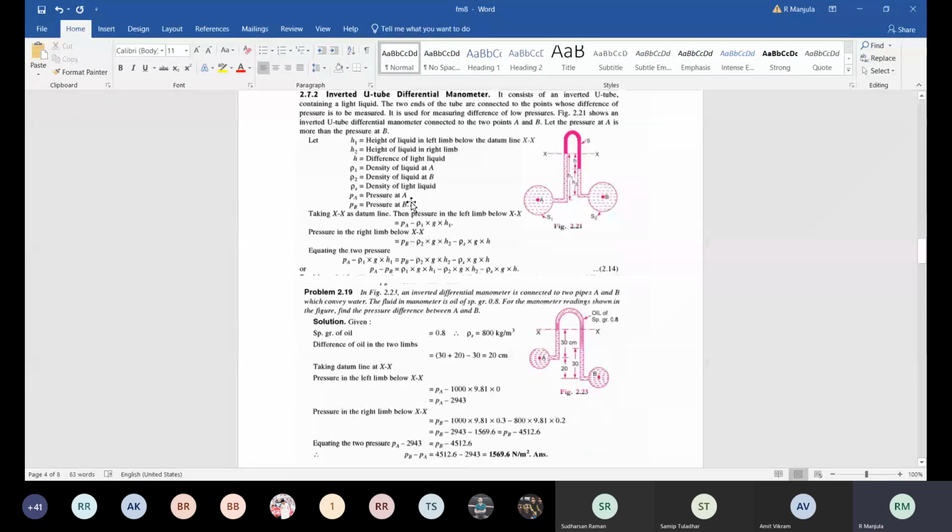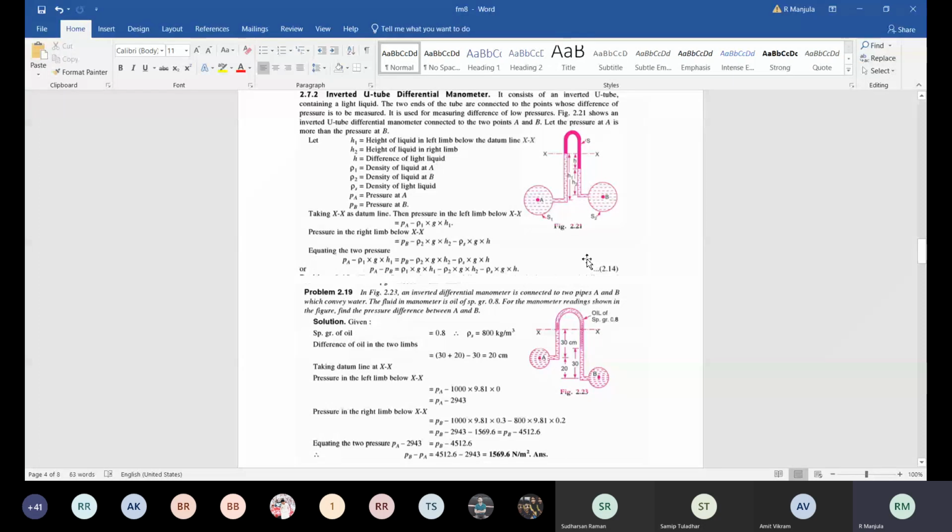The next one we'll see is the inverted U-tube differential manometer. In an inverted U-tube differential manometer, you have an inverted U-tube containing a lighter liquid, and the two ends of the tube are connected. It is similar to the U-tube differential manometer, only that here the shape is inverted.